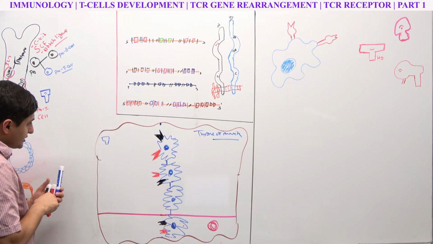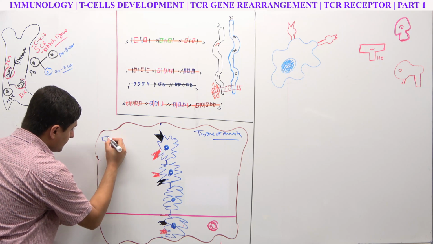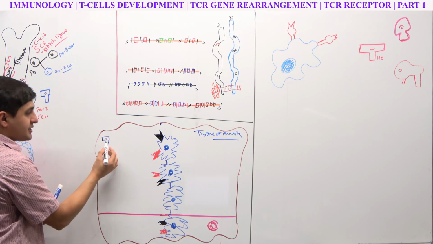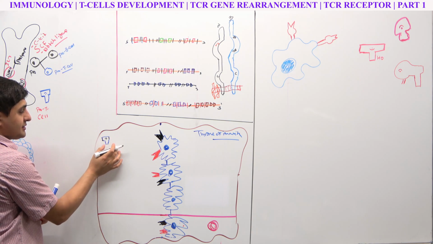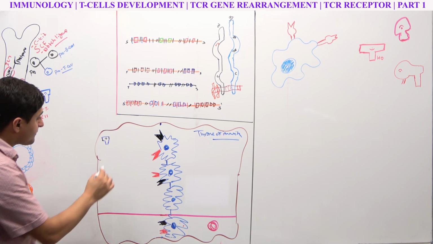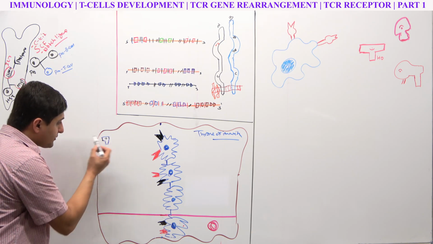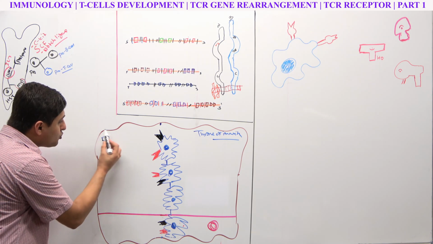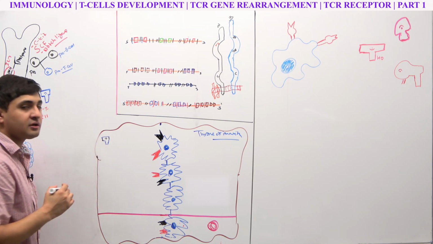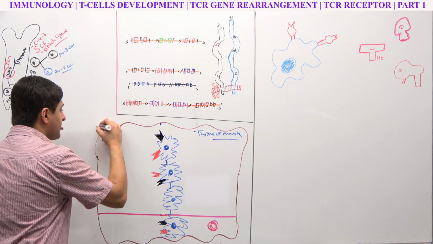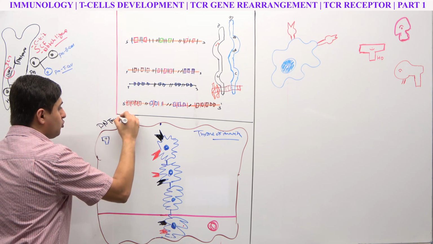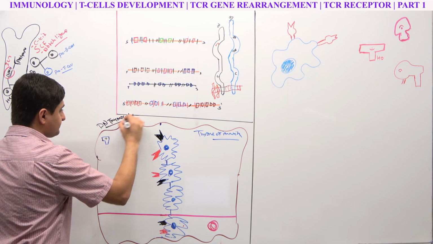What is happening here is that these are pro T cells right now. If you see, these T cells are naked right now because they have nothing on the surface of them, right? So when they have nothing on their surface, what do we call them? We call them double negative thymocytes. What does this actually mean?